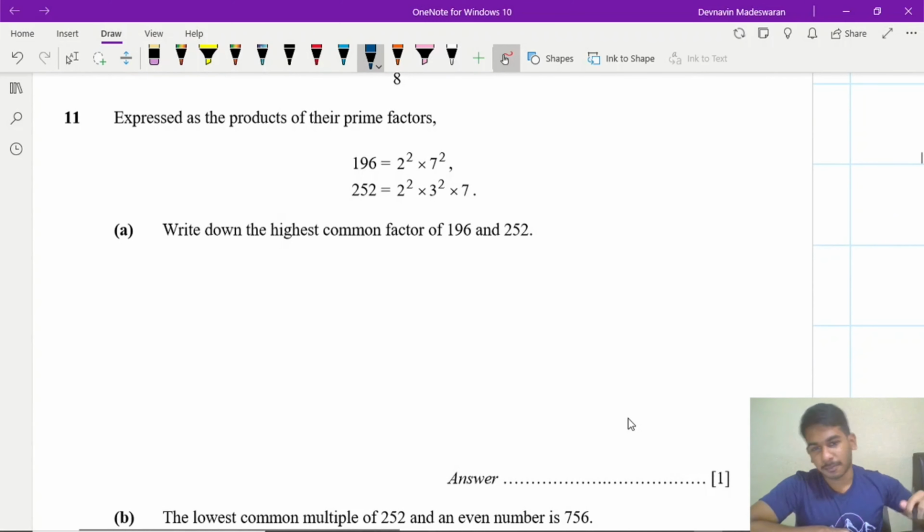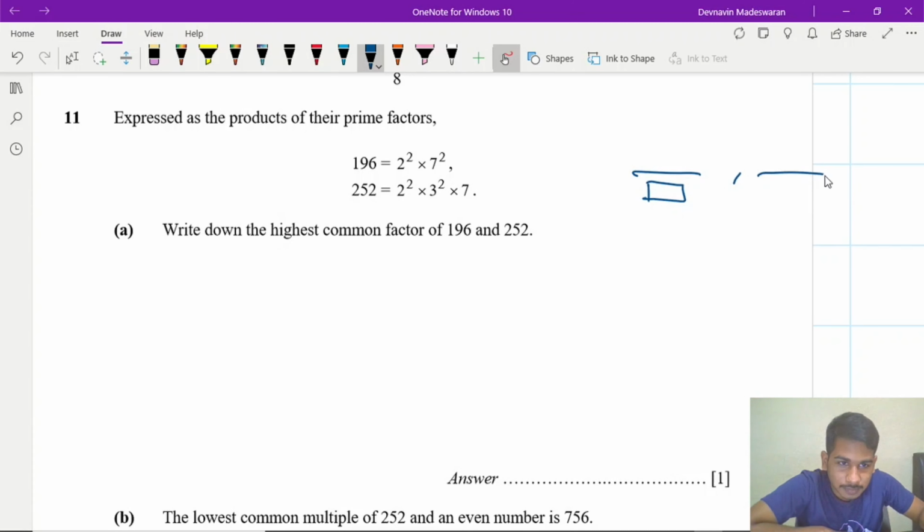Express as the product of prime factors. Oh, okay, they've done it. Write down the highest common factor of those two numbers. What does highest common factor mean? Same logic as we did in the second paper. It's the number you can divide both numbers by and still be left with whole numbers. How many 2's can we take away from both of them? We can take away two 2's. We cannot take away any 3's because there's no 3 here, so if you divide by 3, you'll get a fraction. You can take away only one 7. So 2 squared times 7 is the only thing we can do, which is 4 times 7, which is 28.